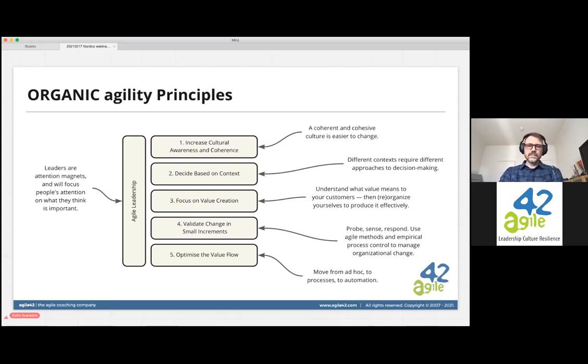And the final one is about optimizing the value flow. In this case, you can think about lean principles. How do you minimize the lead time? How do you minimize the amount of distractions? How do you optimize or improve the collaboration? Synchronization points are not always bad, but they have a downside.